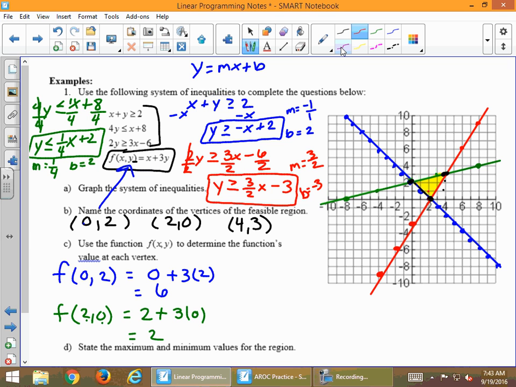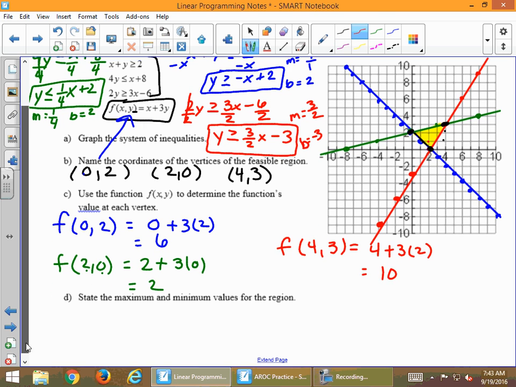Then take that third point, plug it in. So we are plugging 4 in for x and 3 in for y. So we get 4 plus 3 times 2. And what do we get when we do 4 plus 3 times 2?